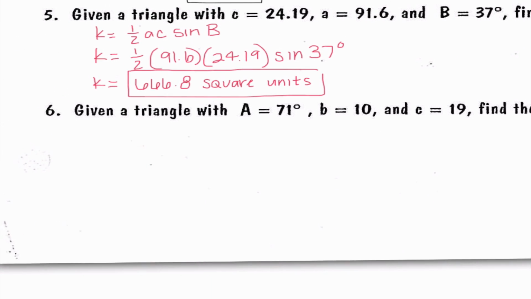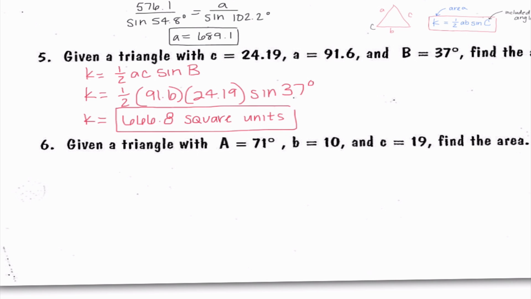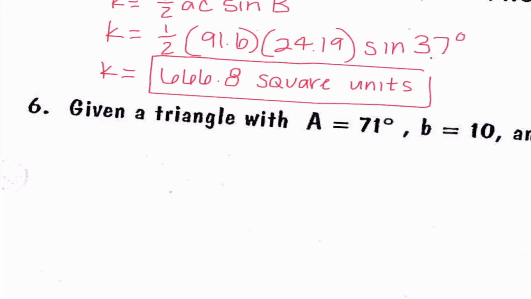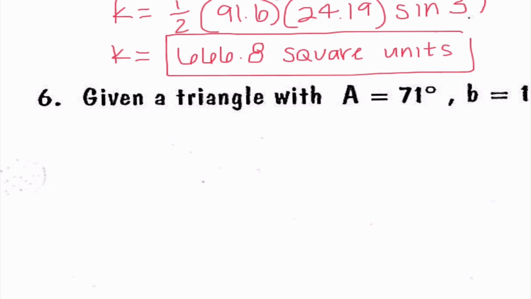Okay, so number 6. Once again, they're asking us to find the area. They're giving us angle A, which we know if we're using angle A, that means we need sides B and C, which are given to us, which is super nice. So we're going to go ahead and set this up once again. K equals 1/2. This time, since I'm using angle A, I'm going to say BC times sine of A. And once we know this formula, we don't need to actually write that out every time, but I think that's a really good way to help you remember and memorize that formula.